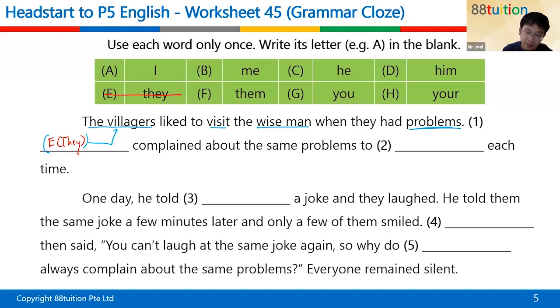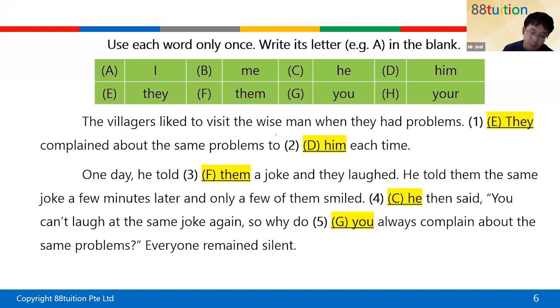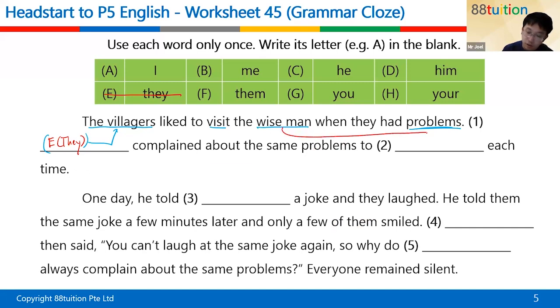Jing Yang and Luis, what would be a good word to represent the wise man here? I've already given you a very big clue. We are trying to represent the wise man over here. Okay, Luis has given me an answer. How about Jing Yang? Actually Luis changed the answer, so you changed it to the correct one. So the answer is actually D, "him."